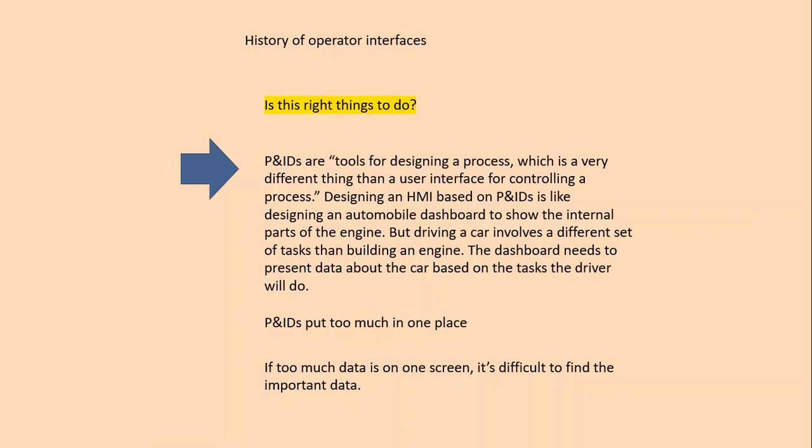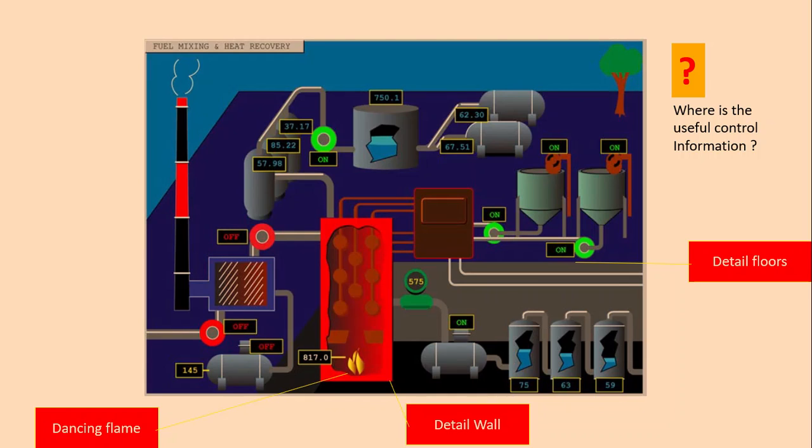Partly in some cases, because the process is similar to the understanding of the operator, there might be some cases where we can use P and ID, but obviously it's not the case all the time. Do you see any useful information in this P and ID equivalent HMI? This is kind of an implementation of P and ID in HMI.